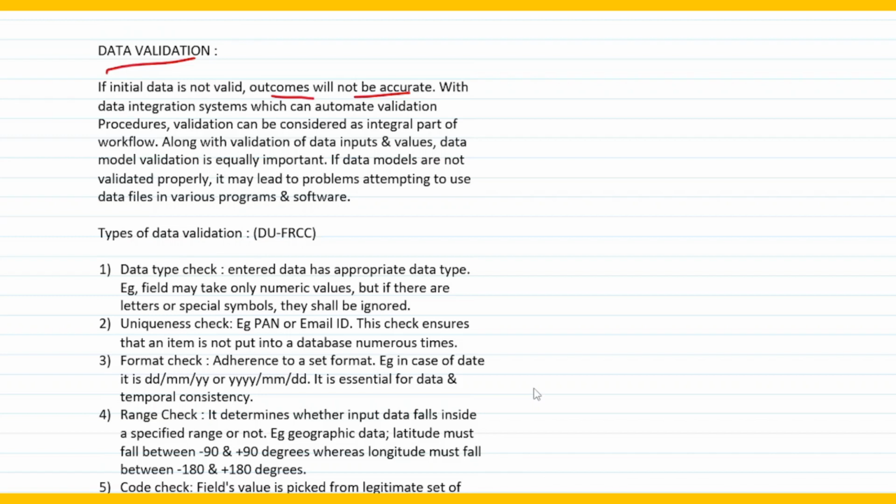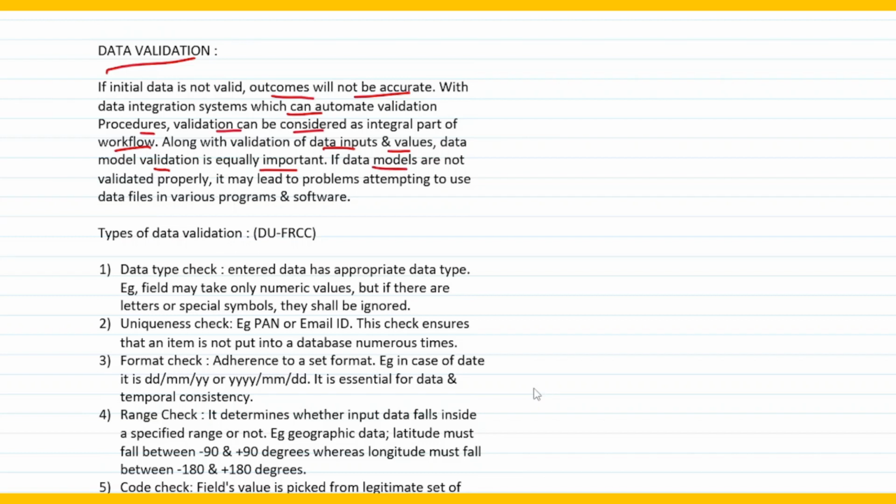Okay, with data integration systems which can automate validation procedures, validation can be considered as an integral part of the workflow. So validation plays a very pivotal role as far as the flowchart or the workflow is concerned. Fine. Along with the validation of data inputs and values, data model validation is equally important. So it's not only validation, it's basically data model validation that is all the more important. Not only your inputs and the values, but data model validation also plays a very important role as far as the entire process is concerned.